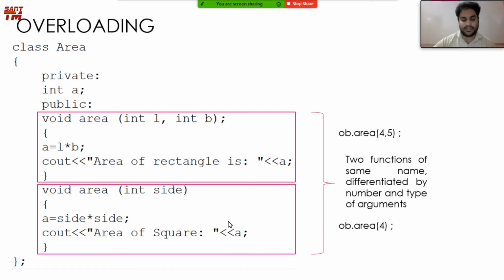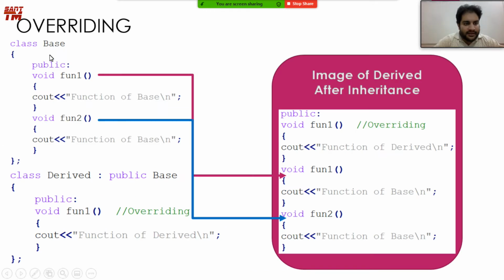Now let us move to the concept of overriding. So see this, here I have made a class named base, and in the public section I have declared a function named fun1, and the statement in the fun1 function is cout function of base \n. That means whenever this function will be executed, function of base will be printed onto the screen. Okay, now another function is void fun2, and there is only one cout statement, function of base. So whenever this function will be executed, function of base would be printed onto the screen, and here the base class ends.